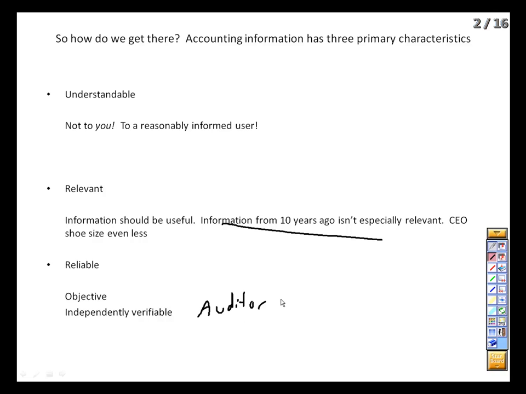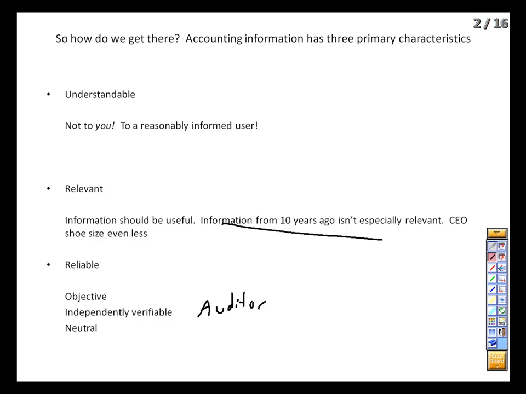That's their job, to give an independent assessment of whether the numbers pass the sniff test. And, in theory, it's meant to be neutral, neither positively nor negatively biased. The reality is that accounting is not neutral, but that's the sort of goal that we're supposed to strive towards.